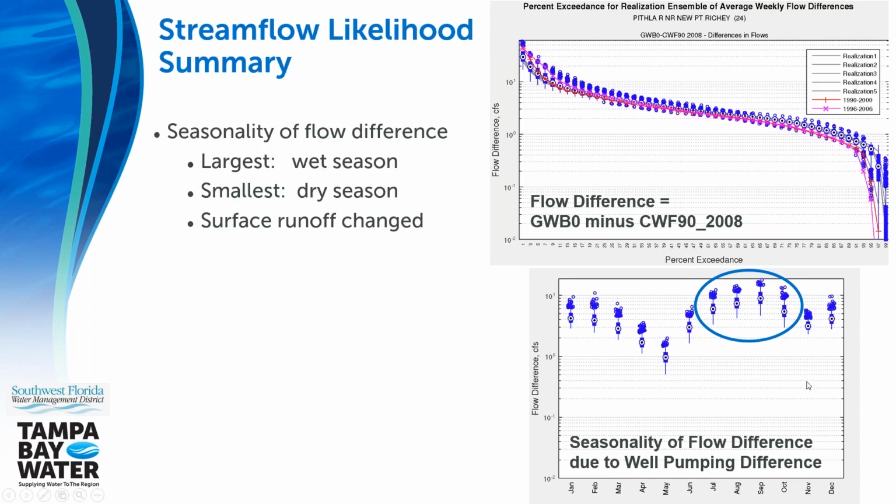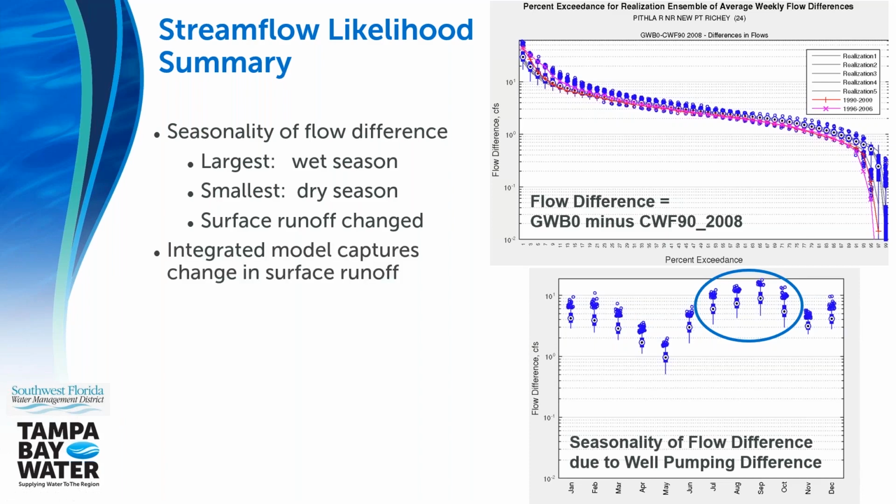One of the other interesting things of looking at this data indicated that the highest differences in seasonal streamflow changes occurred during the summer months. What this told us is that runoff was a significant contributor to the streamflow change, not just base flow. Base flow changes were very small during the spring months.